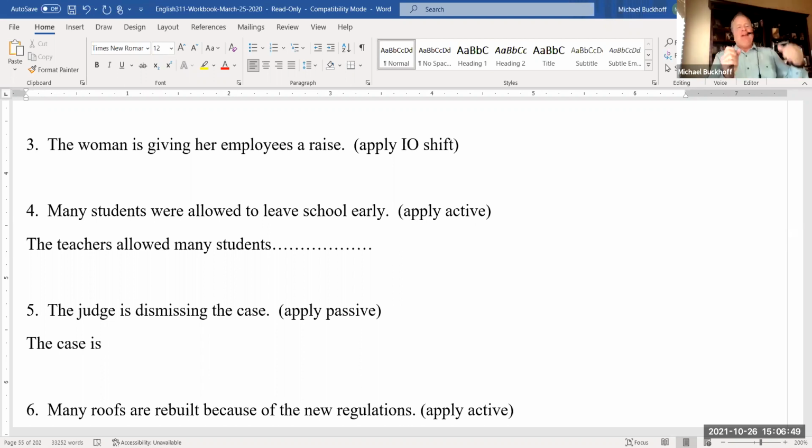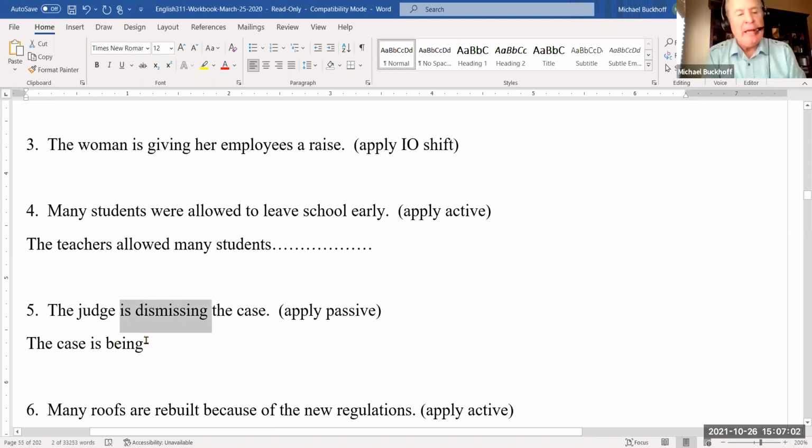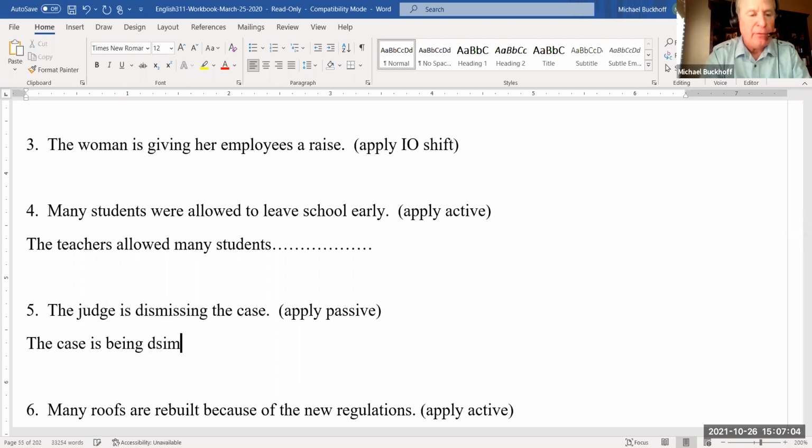Good. So in this case, you really have to know your grammar to do this, right? What you did in your brain is you saw that the original verb tense was present progressive. And by saying "is being dismissed," it's still present progressive. So you kept the verb tense the same there. So the case is being dismissed by the judge. You got it. I'm impressed. I didn't think anybody would get that one.